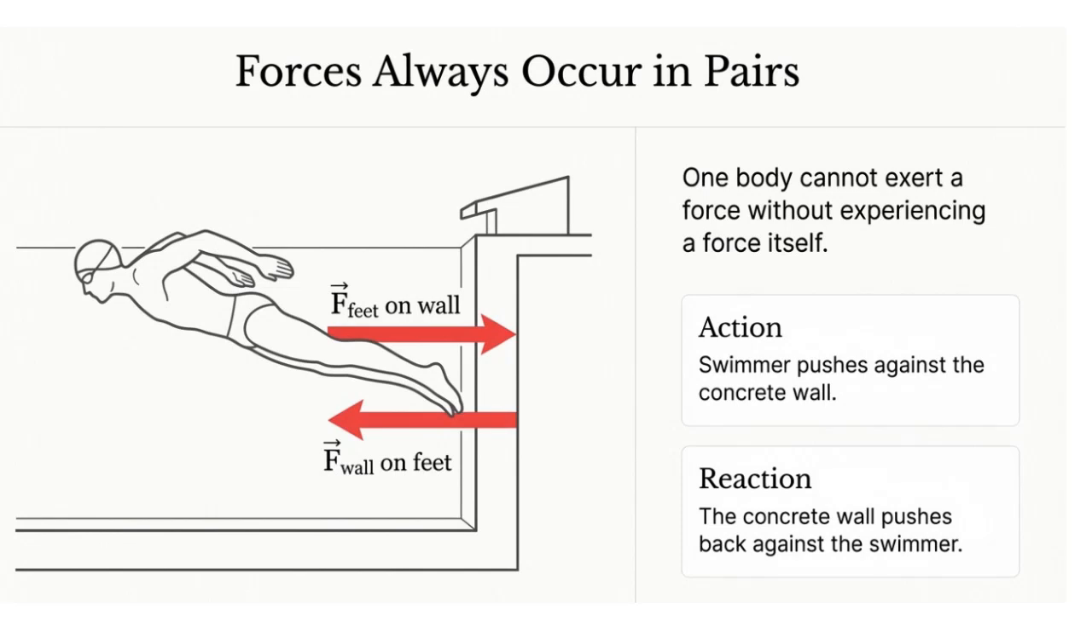When a swimmer pushes against the wall, there are two forces involved that always come as a pair. The swimmer exerts a force on the concrete wall with their feet, and at the same time, the wall pushes back against the swimmer's feet with an equal force in the opposite direction. This example shows that one body cannot apply a force without experiencing a force back. The force the swimmer applies and the force the wall applies back are always equal and opposite, demonstrating that forces occur in pairs as a fundamental principle.